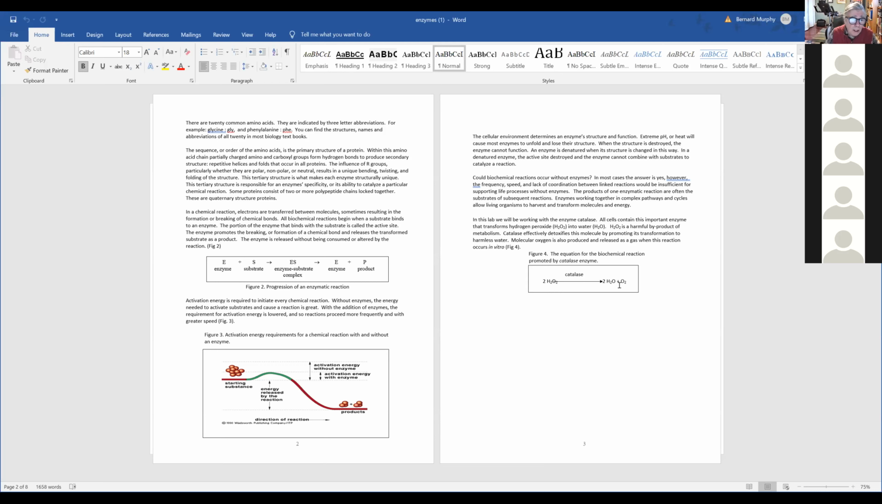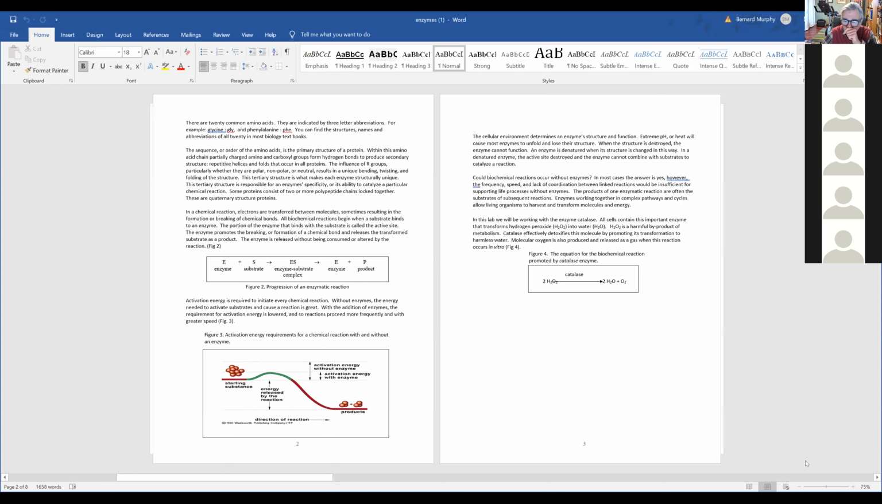So all cells on Earth pretty much have catalase, right? And it's the same with potato cells. That's where we're gonna get our catalase, from potatoes. So you would have been peeling potatoes in lab. That's the first part.